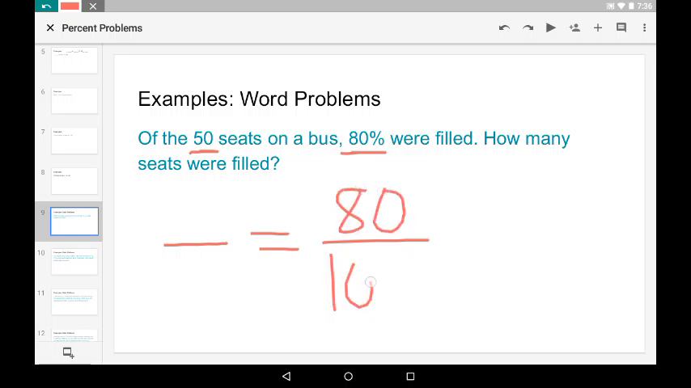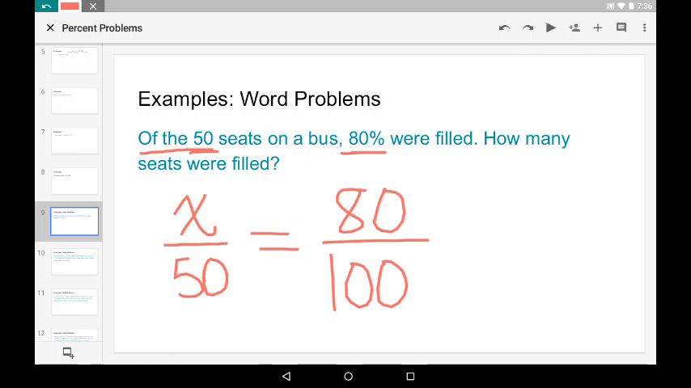We know 80 out of 100 is 80%. So we're looking for a number out of some other number. So that means that 50 will go on the bottom and our x will go on the top. The other way you can think about this is there's 50 total seats on the bus. That's the whole amount on the bus. So that goes on the bottom.